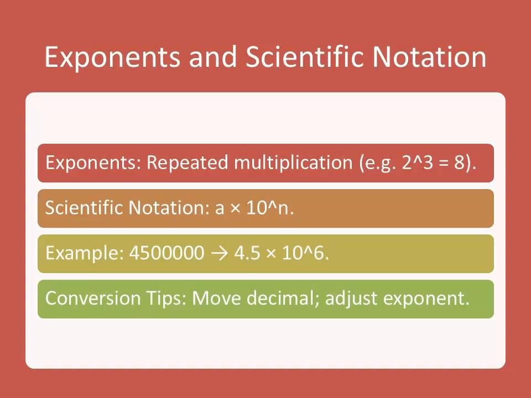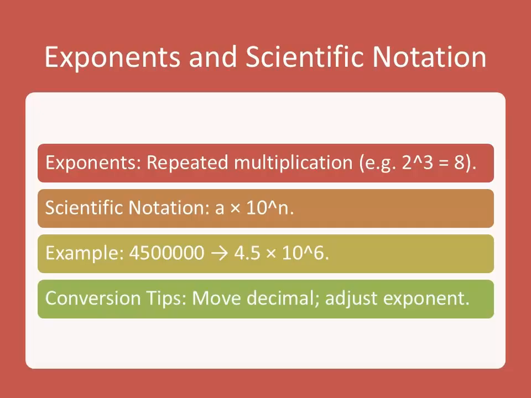An exponent means repeated multiplication. For example, 2 to the 3rd power means 2 times 2 times 2 is equal to 8. Scientific notation lets us write very large or very small numbers clearly. For example, 4.5 million is 4.5 times 10 to the 6th power.